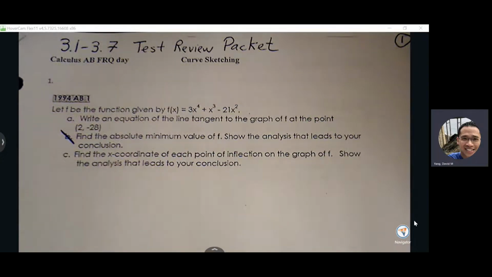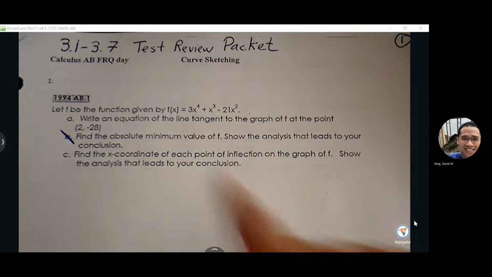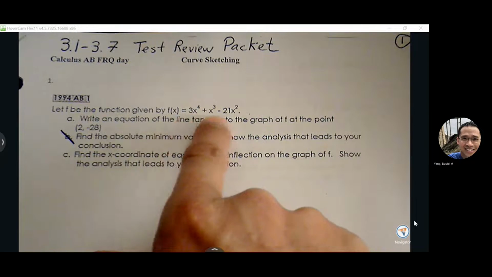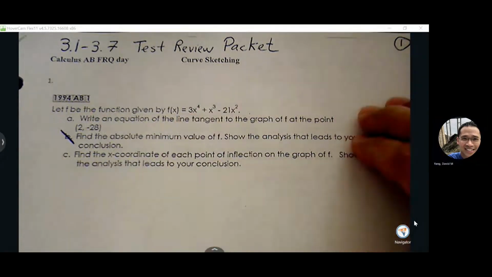So write an equation of the line tangent to the graph at the point (2, -28). If I want to find the equation of a tangent line, I need an ordered pair and I need a slope. The ordered pair is already given to us, so that's nice. To find the slope, we just need to find the derivative, right?